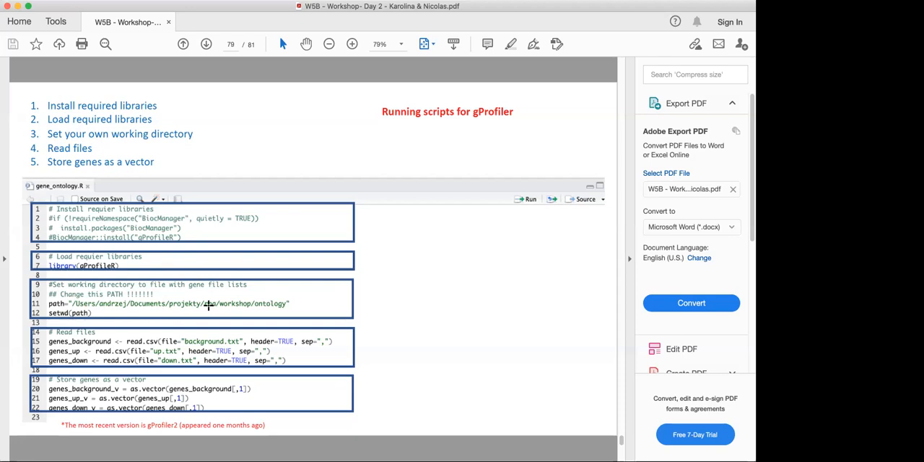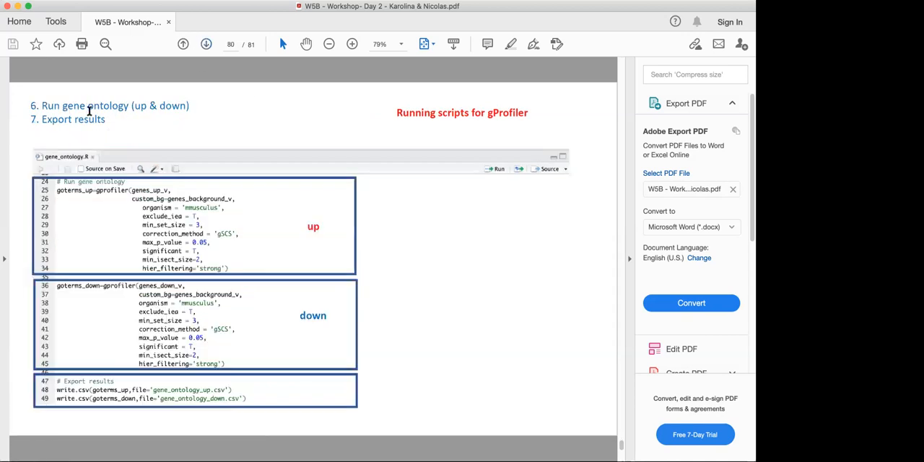You cannot use mine. Then you have to read files, and how many files do we have? Three, yes, you remember: up, down, and background. Up is the list with the upregulated genes, down is with the downregulated genes, and background stands for the background gene list. And then the next step is to store genes as a vector.